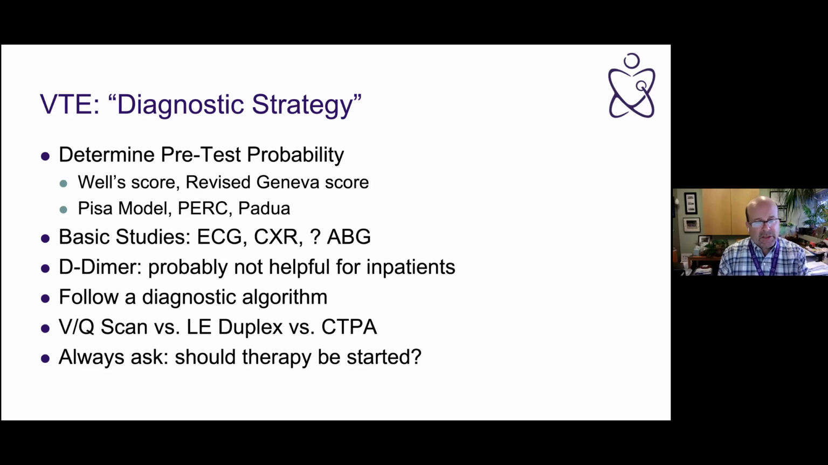Get basic studies, a cardiogram, a chest X-ray, maybe a blood gas or a venous blood gas. D-dimer, probably not helpful. Follow a diagnostic algorithm so you don't get lost. And then decide, we rarely do VQ scans now, but there are times when people have contrast allergies or can't go down to CT, and the nuclear medicine folks can sometimes come up to the bedside. Sometimes you can just do a lower extremity duplex, because you know what?